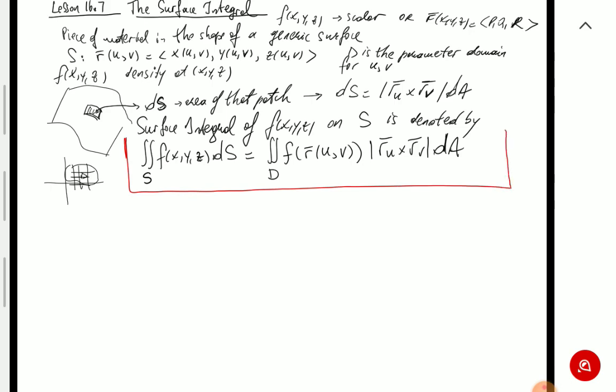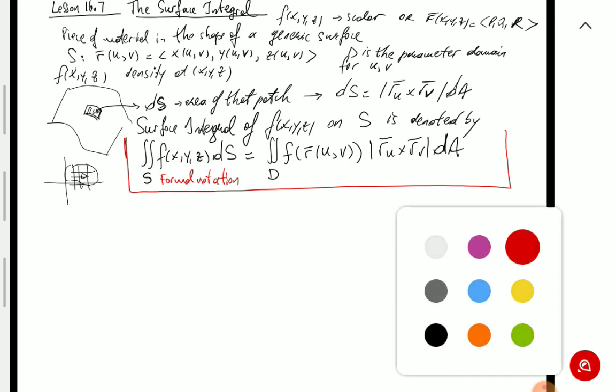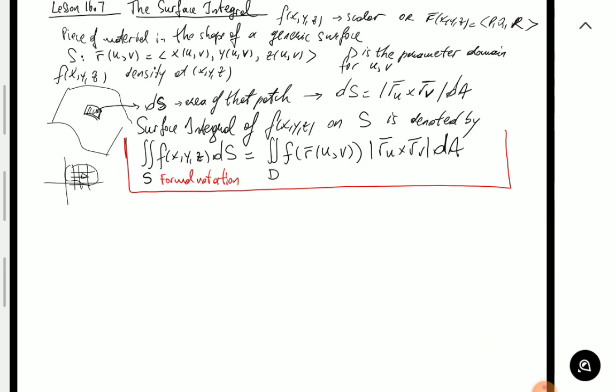Okay, so the surface integral over a scalar field, the formal notation still uses two integral symbols because it's still an entity of dimension 2. That's the main reason for using the same notation as for the double integral. Basically, the only difference is that the double integral is evaluated over a flat domain, in the xy plane, or in the uv plane in this case, the parameter domain, whereas for the surface integral, the function is evaluated on a generic surface S.